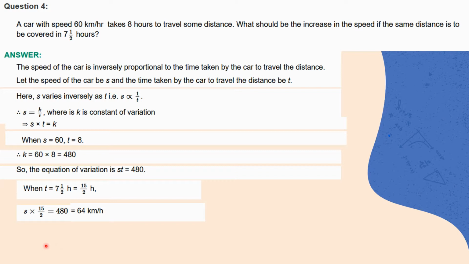We need to find the increase in the speed. So the increase in the speed will be 64 minus 60, which is 4 kilometers per hour. Here if you see, the value of s will be 64. So when time is 7.5 hours, the speed will be 64 kilometers per hour. Hence the increase in speed will be 64 minus 60, which is 4 kilometers per hour. Thus, the increase in speed of the car is 4 kilometers per hour.